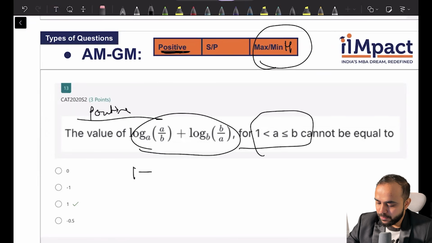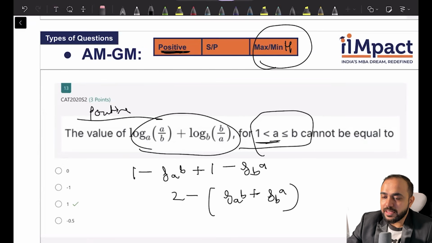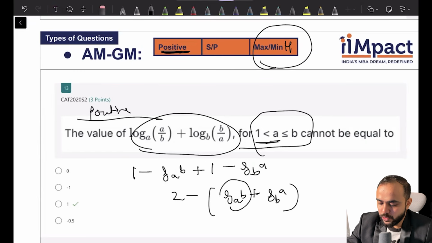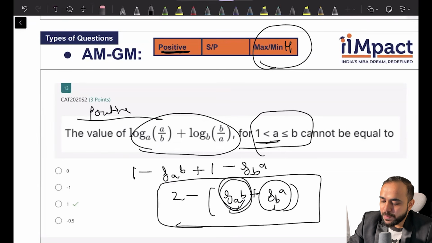This will become 1 minus log B base A, correct? Plus 1 minus log A base B, or 2 minus log B base A plus log A base B. So the fact that A is greater than 1, you know, and B is greater than A. So this value is greater than 1 and this is 1 by that value. Correct? So both of these are greater than 0. Because B is greater than equal to A, this value will be greater than equal to 1. So it will be positive. So this is what they have given me. So the positive aspect was also hidden.